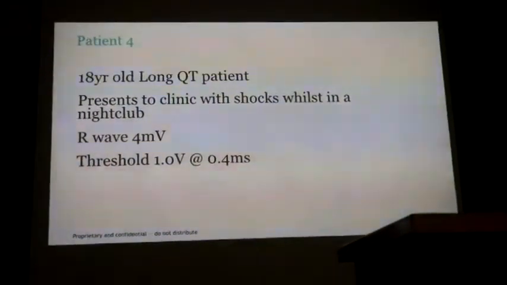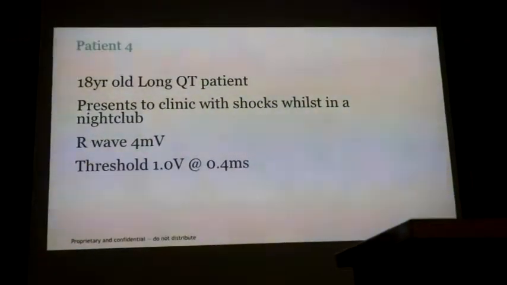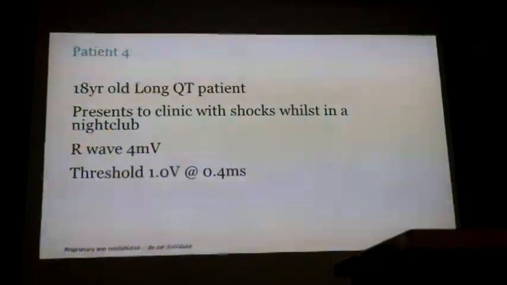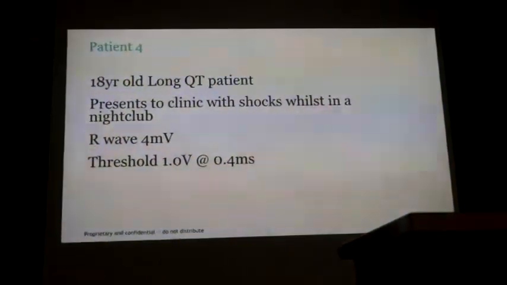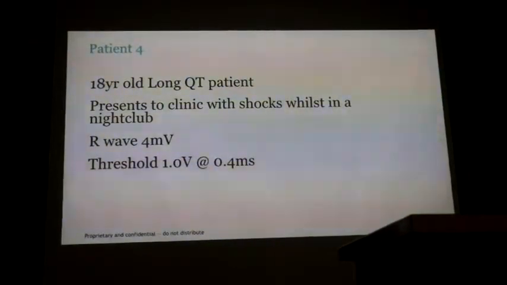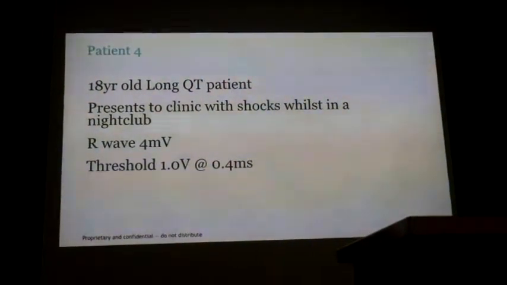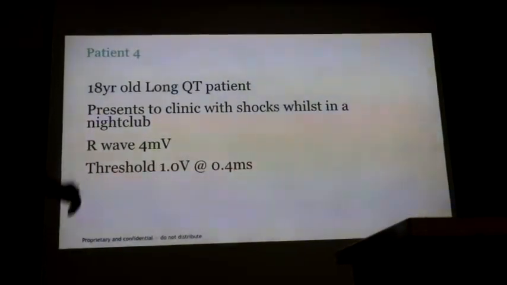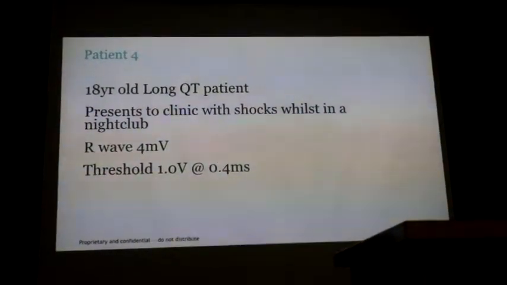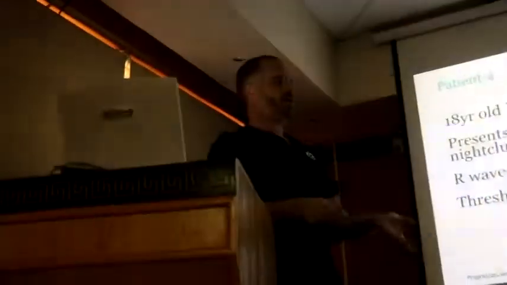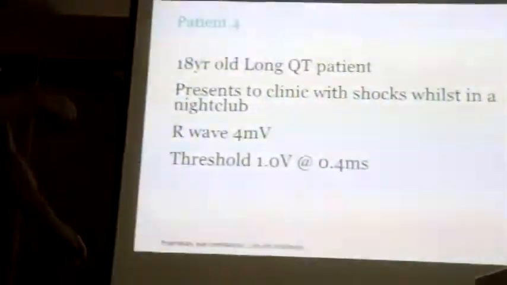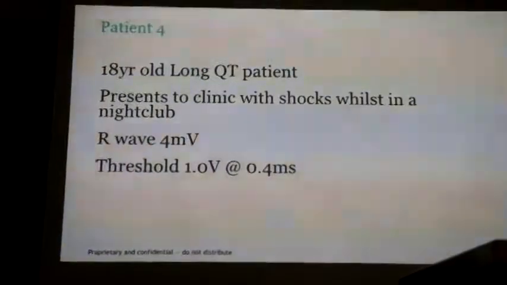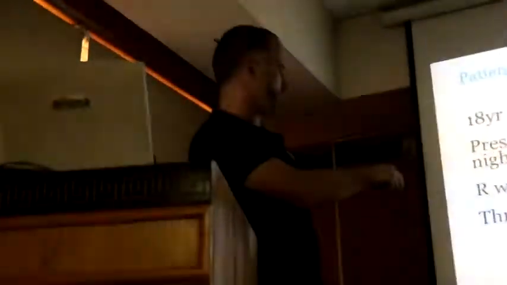Okay. His R wave is 4. Threshold is normal. What do you think this is going to be? T-wave oversensing, right? Because he's got a small R wave and he's got long QT. So the R wave is out here, right? So it's even got more time to get sensitive. So if you're putting a device into someone with long QT syndrome, you need to be especially concerned about the R wave, okay?